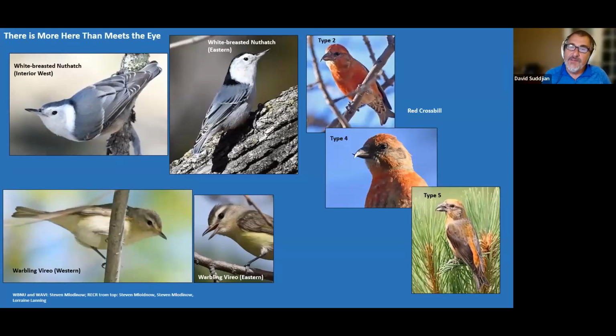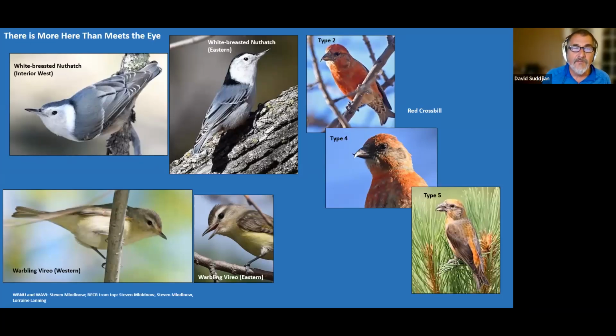And in some cases, we have birds that may well be recognized as full species one day. We've got some white-breasted nuthatches, warbling vireos, and red crossbills shown here. And these are all things that are on the block to maybe be split out one day. You may be familiar from eBird with the interior west white-breasted nuthatch, which is what we have, say, here in Jefferson County, where I live. And the eastern form of the white-breasted nuthatch is out on the eastern prairie and eastward.